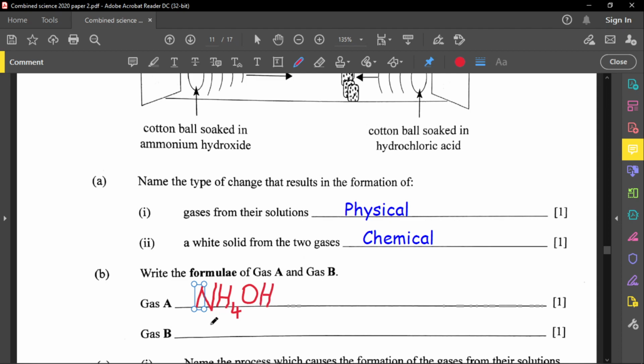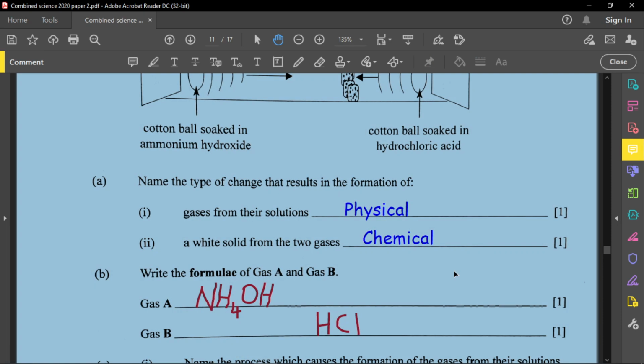All right, and for gas B, which is hydrochloric acid, that's going to be HCl. Let's put it out here so we don't confuse it with the other part. This is HCl. I actually could type this piece in. Okay, so HCl. All right, that's the formula there for the gas. So now let's go to the next part of the question.